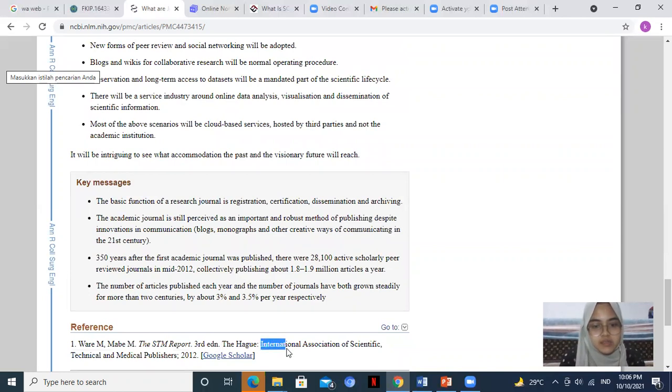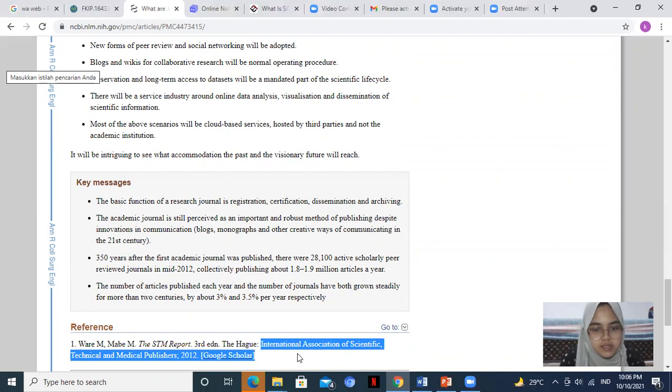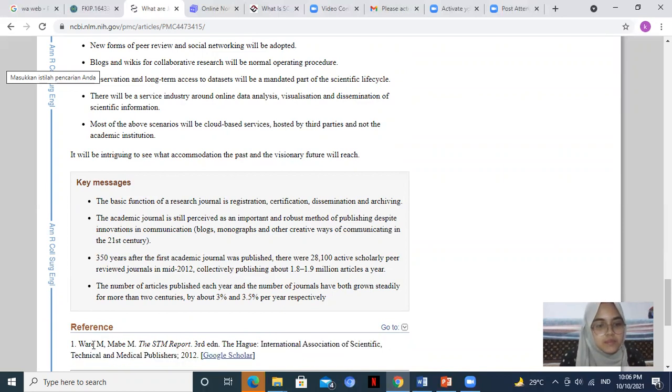By the International Association of Scientific, Technical and Medical Publishers, 2012. And the author is UHAMKA-Khudhriyyah. Okay, after the survey step, we go to the question step.